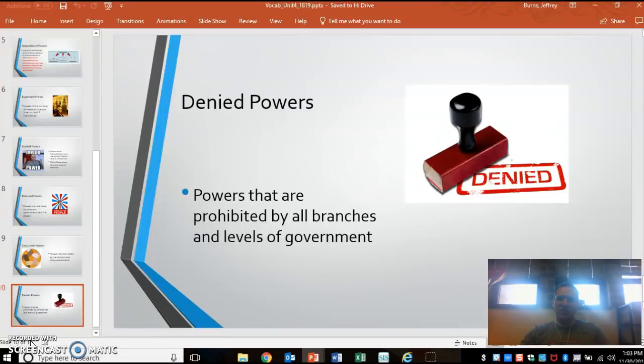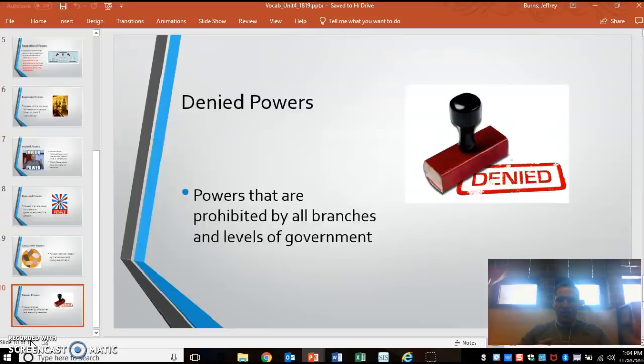All right, and the last one is the easiest one, denied powers, things that you are not allowed to do. Okay, we can't have titles of nobility. We can't have religious leaders leading our government, like the Pope. We can't have slavery and things like that. We can't deny people their voting rights, based on our certain amendments in our Constitution. These are things that are prohibited, not allowed.